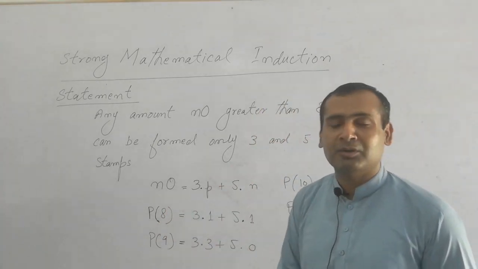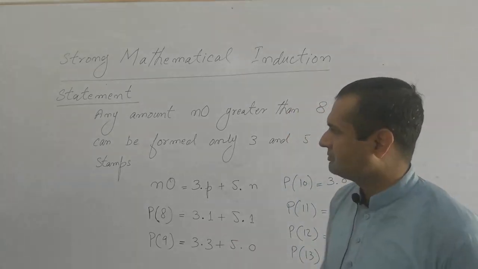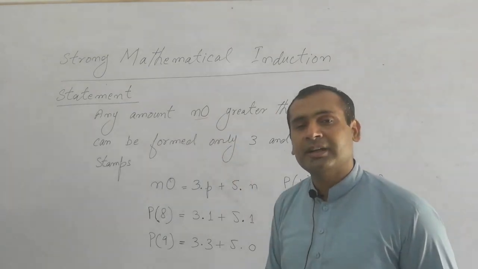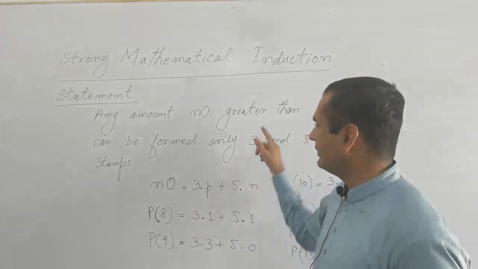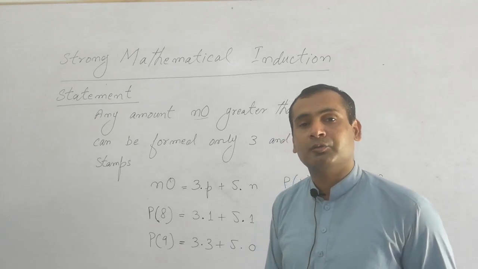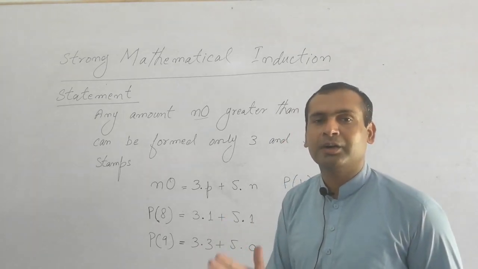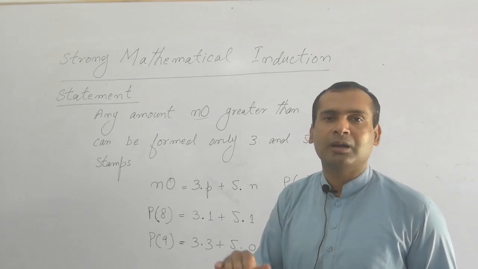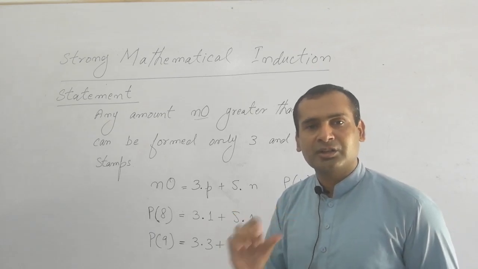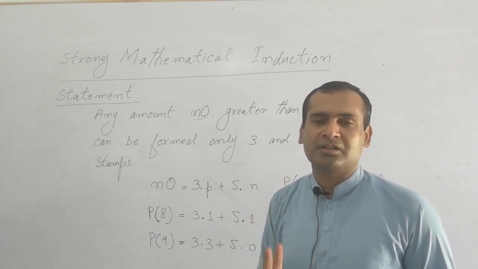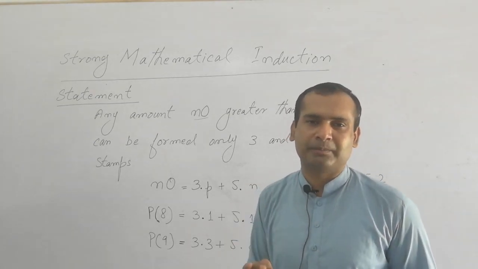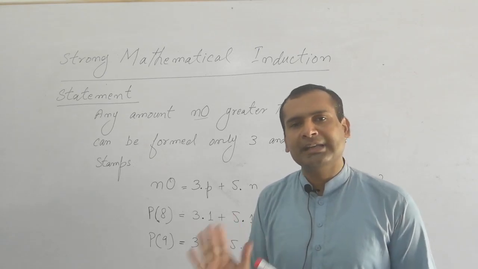This statement says that any amount n0, you can give any variable name, I just gave n0, a variable that represents an unknown amount, but that amount must be greater than or equal to 8. So any amount in dollars or rupees, 8 or more than 8, you can arrange with only 3 coin stamps and 5 coin stamps, and you don't need any other coin stamp.